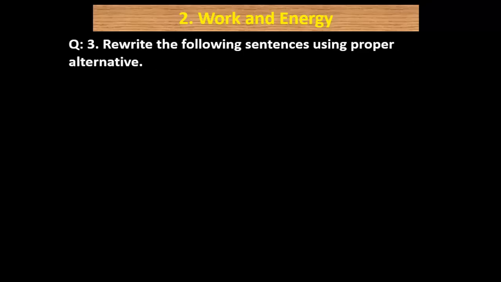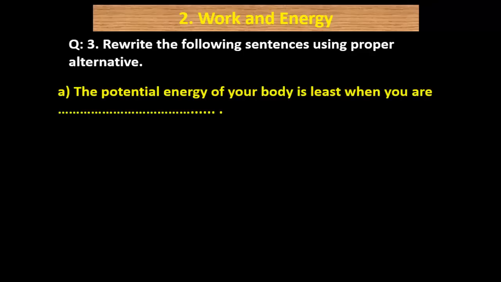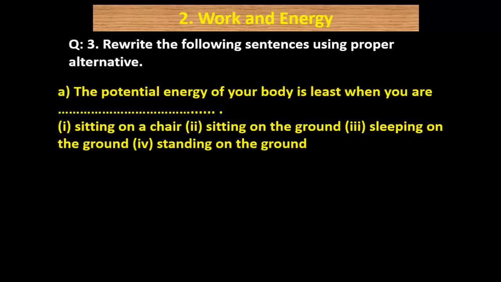Question number 3. Rewrite the following sentences using proper alternative. A. The potential energy of your body is least when you are ___. Sleeping on the ground. The potential energy of your body is least when you are sleeping on the ground.